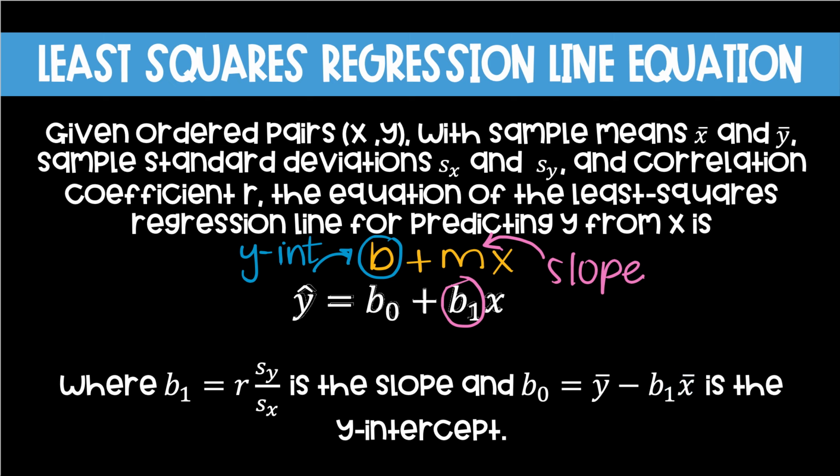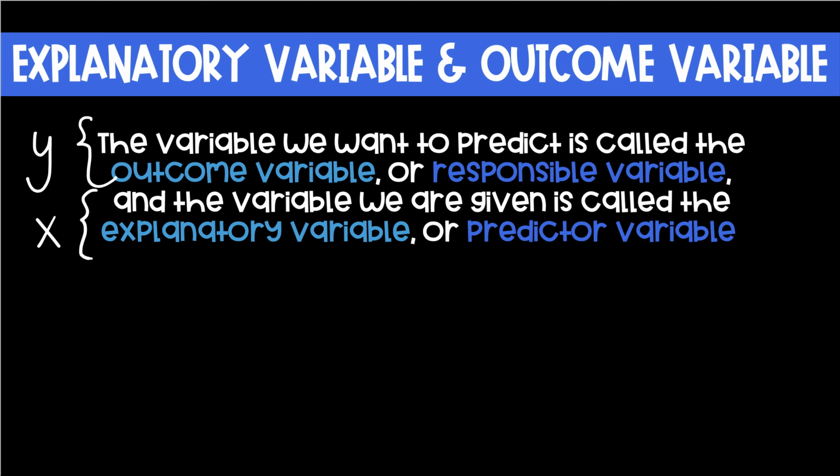I'm going to show you using the same example from our correlation section, the one that involves the price of a gallon of milk and a dozen eggs. But first, let's introduce a little bit of vocabulary. We're going to be referring to our x variable as the explanatory variable or predictor variable, and we're going to be referring to our y variable as our response variable or outcome variable.